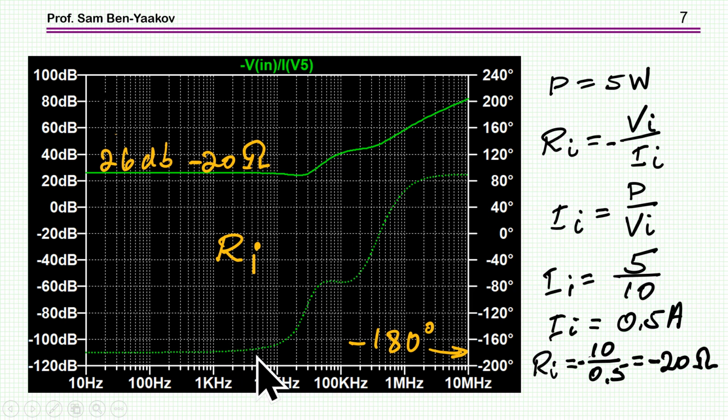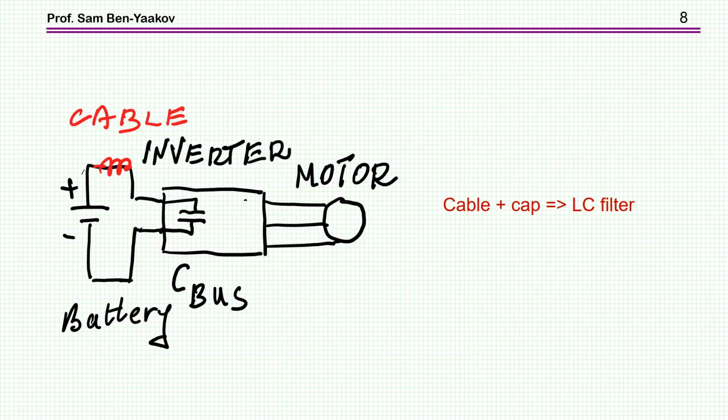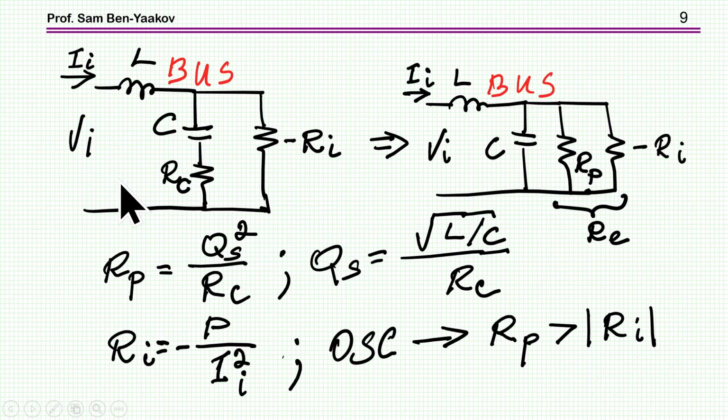Okay, so one has to bear in mind that this whole concept of negative incremental resistance is relevant within the bandwidth of the control. So now I'm coming to the real problem. Here we have an inverter, we have a motor. This is a cable. The cable has an inductance, and therefore we have a situation of an inductance, the bus capacitor and the incremental resistance of the inverter or converter.